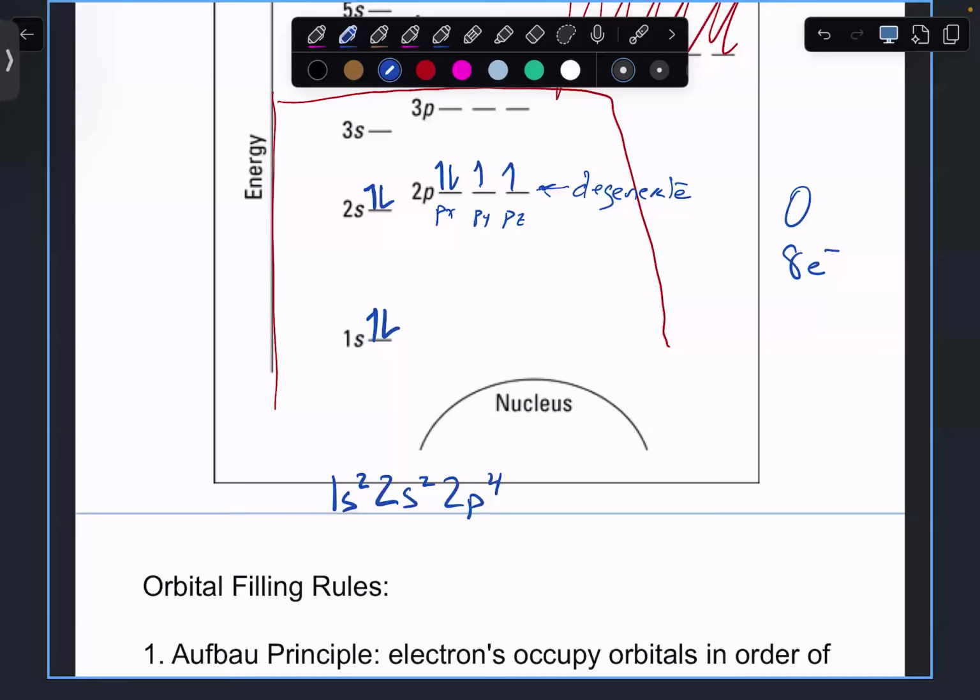No, degenerate means they're of the same energy, right? Because all 3 of those p orbitals are at exactly the same energy level. That's why we call them degenerate.